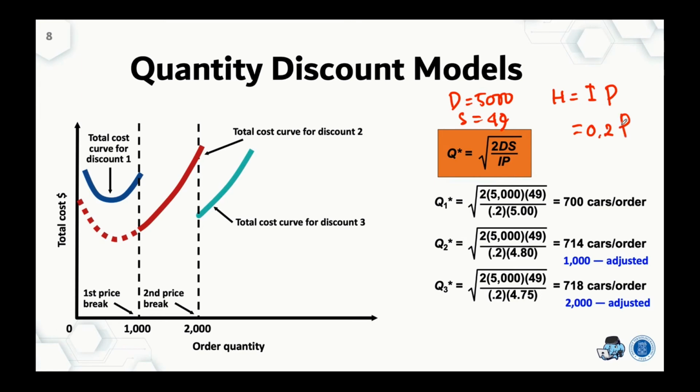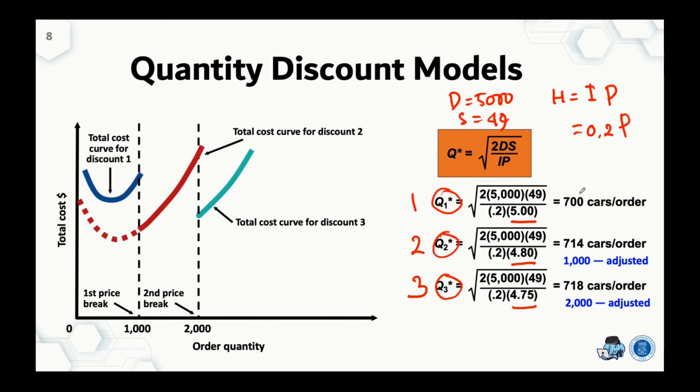So based on the previous table that we already saw, we have scheme number 1, scheme number 2, and scheme number 3. Scheme number 1, we don't have any discount, so we will purchase at the full price, which is $5. The second, we have some discount, so the price will be 4.8. And the third one, we have a further discount, so our purchasing price will be 4.75. So we should calculate the Q for each scheme in this case.